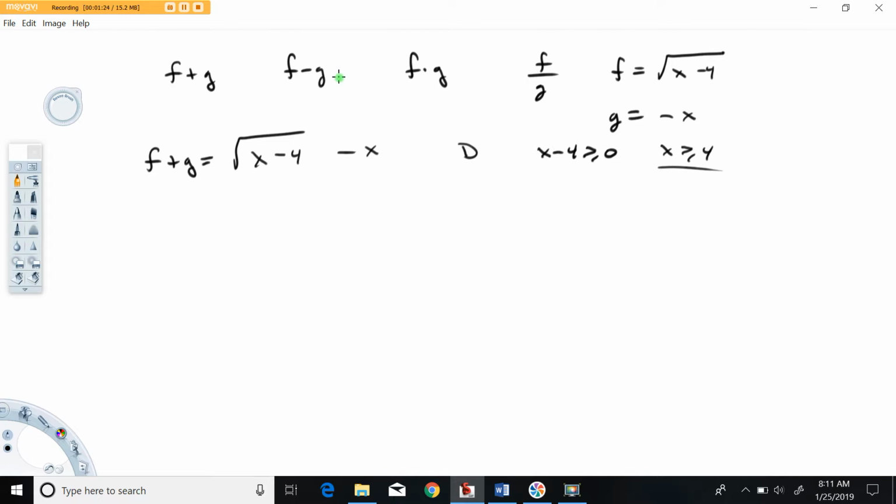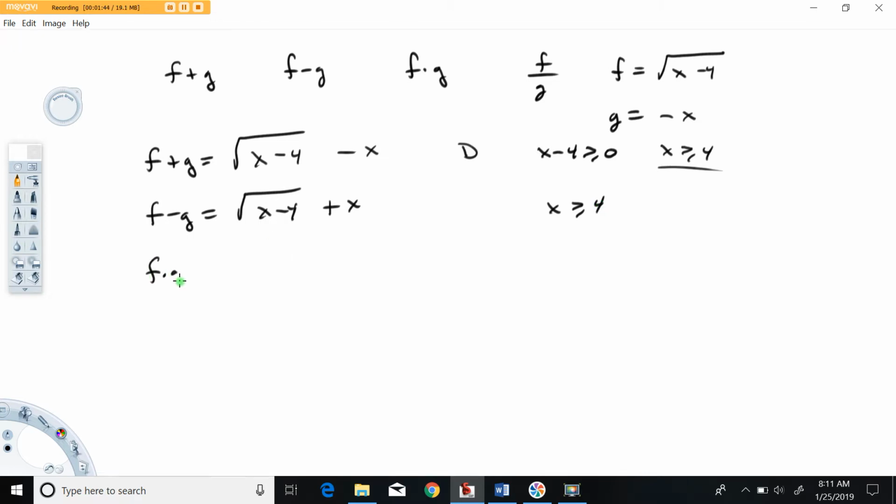All right, let's take a look at f minus g. So f minus g is going to be square root of x minus 4. Now when we go minus a minus x, we'll end up with plus x. Domain, same thing goes: x greater than or equal to 4, same reasons.